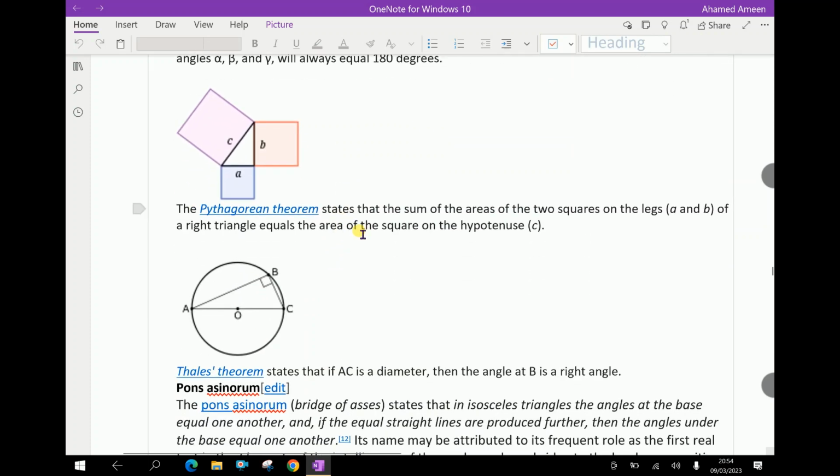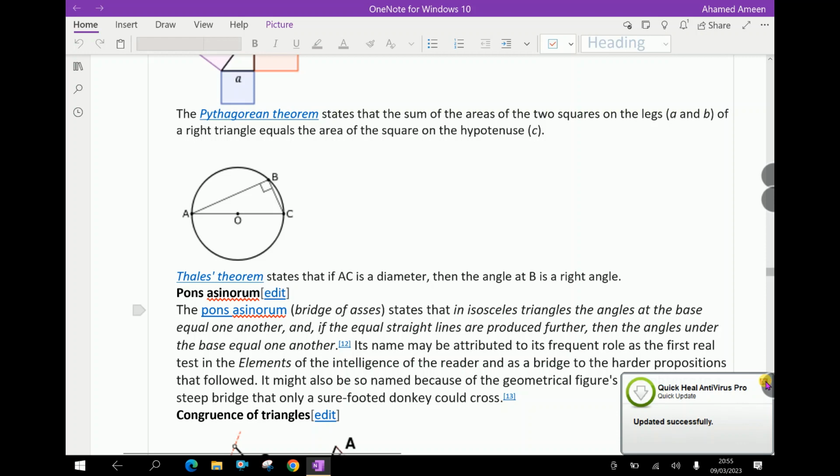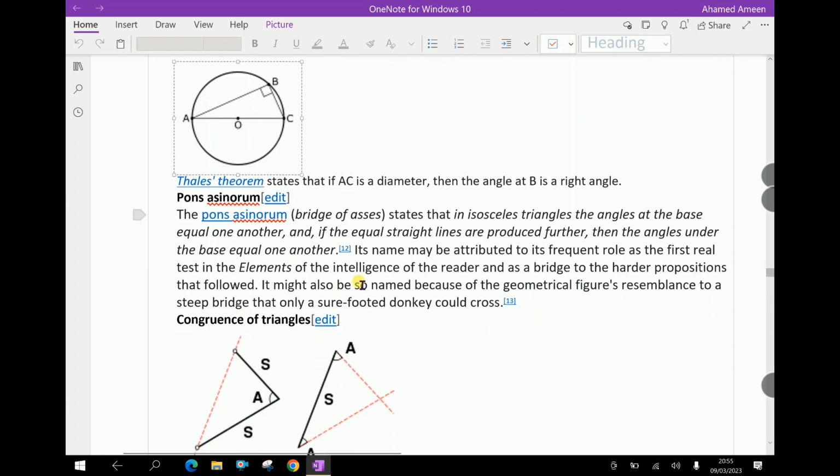The Pythagorean theorem states that the sum of the areas of the two squares on the legs A and B of a right triangle equals the area of the square on the hypotenuse. Like this, this area is equal to the sum of these areas A and B. He explained Thales' theorem in the Elements. Thales' theorem states that if AC is the diameter, as in this figure, then the angle at B is a right angle.